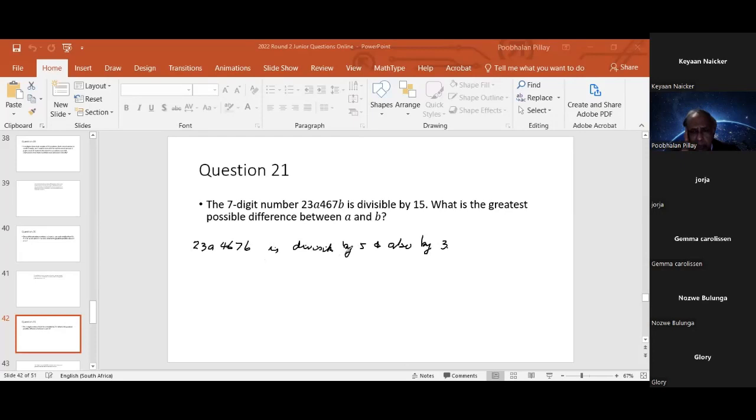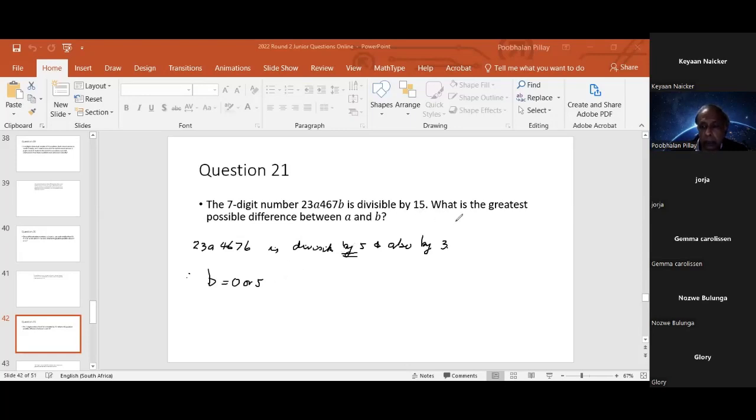Okay, now just look at this first part. This number is divisible by 5. So your last digit, B. I was right about B, it looks like a 6. Didn't realize that. So B can only be 0 or 5. The last digit is either 5 or 0.